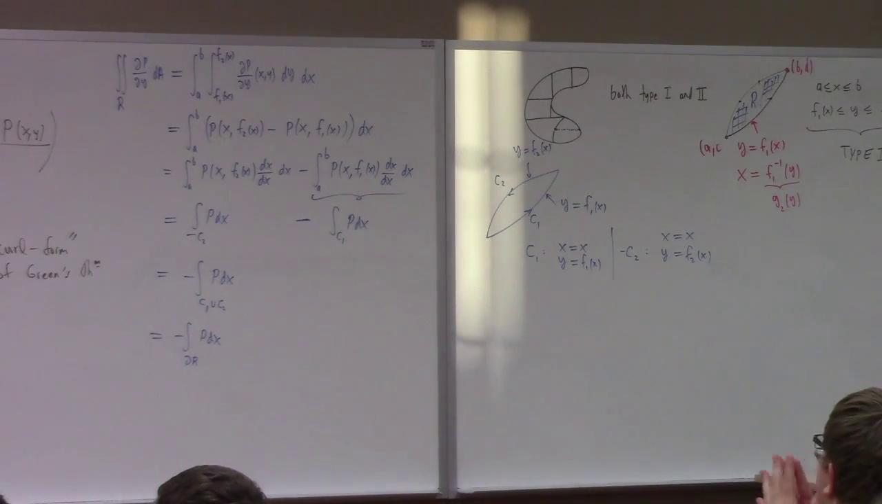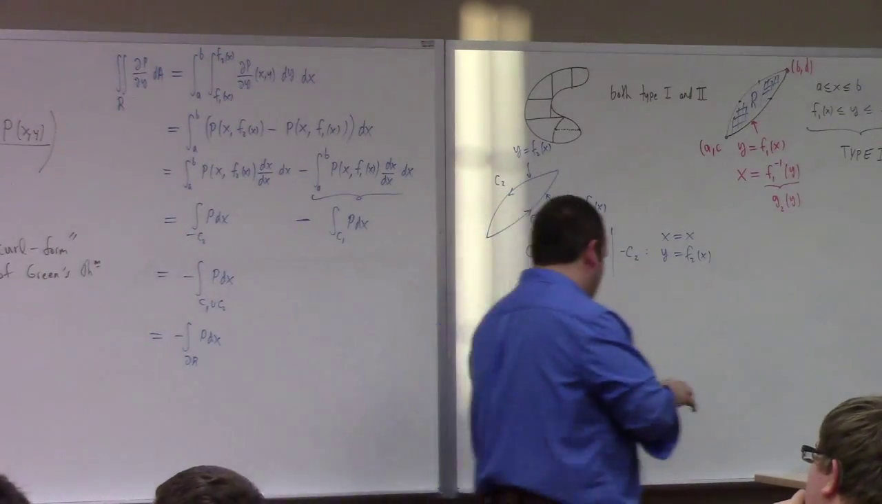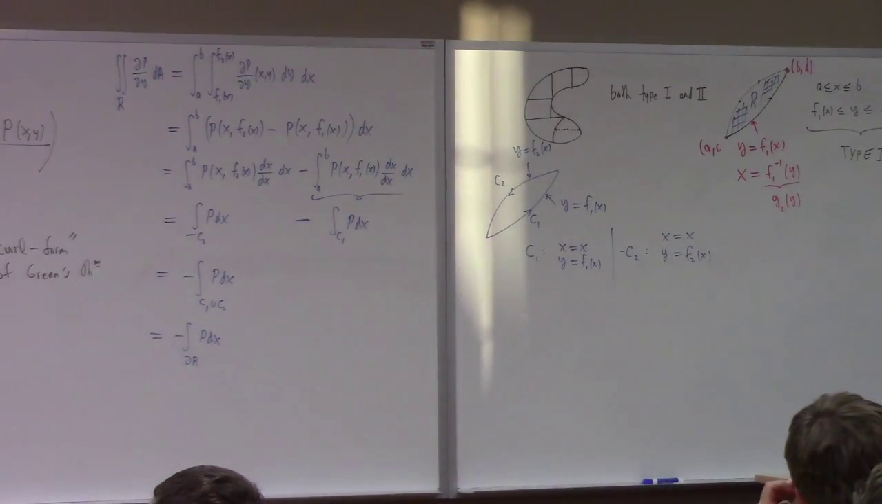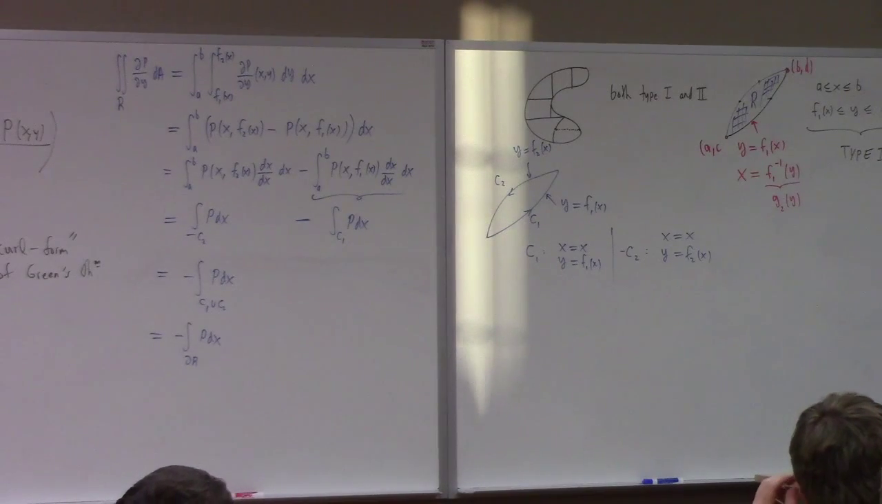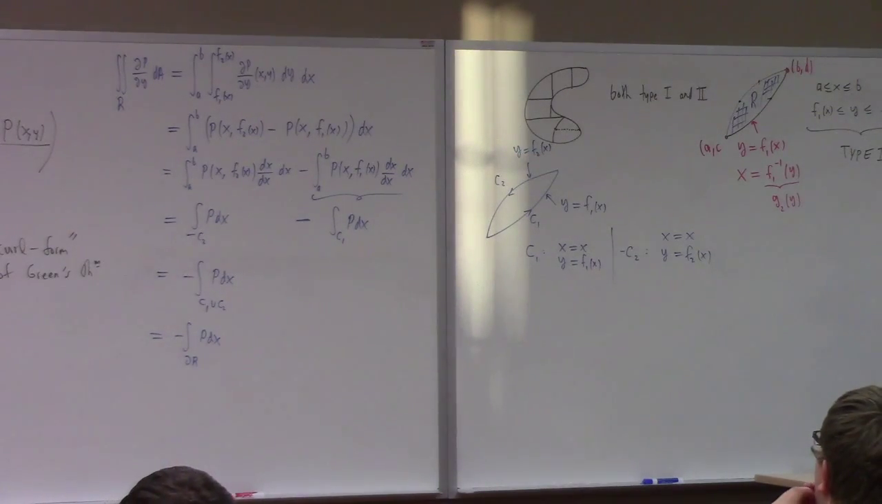Now, if you're like me, I can't always see how to parse a given region into type 1 and type 2 regions. It's just some sort of geometric vice I have. So I would like to show you another way to look at this. And then I would like to show you some examples.